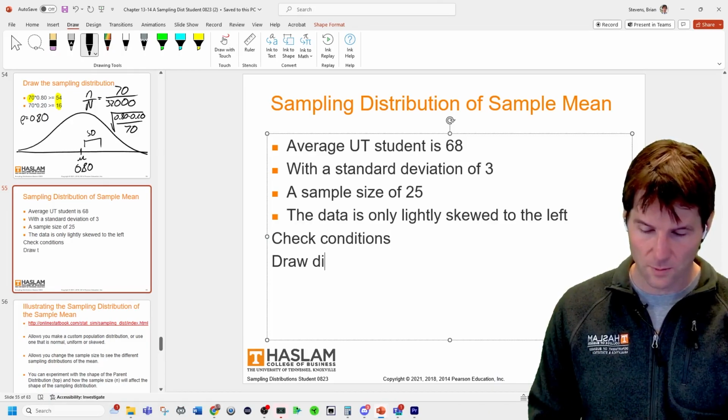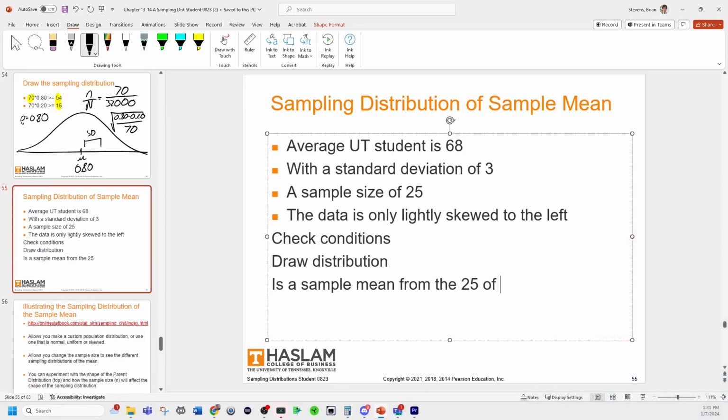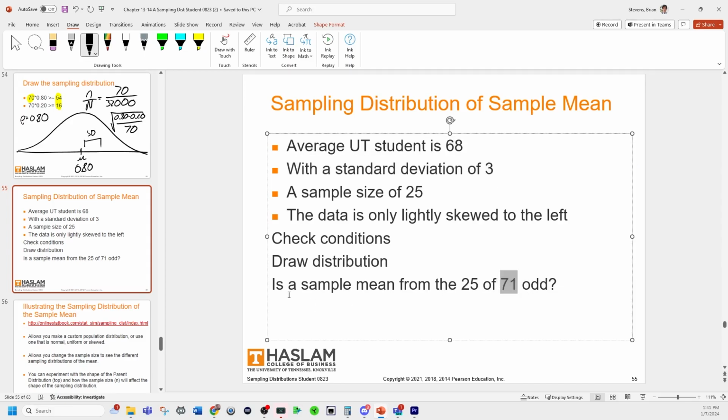Draw the distribution. This is a sample mean from the 25 of, let's say, 71. Odd? Be careful, people immediately start looking and say, well, 71 is only 1 standard deviation away. Well, that's for one individual. We're talking about the sample mean. If you talk to 25 students, and on average the 25 students had a height of 71, would that be odd? Let's first mark our notation like we do.